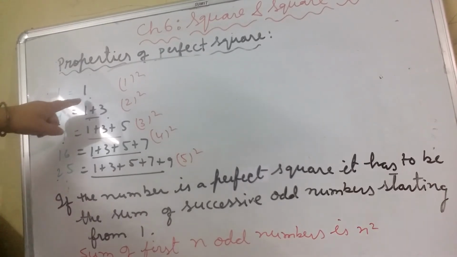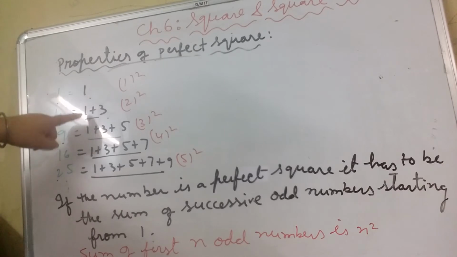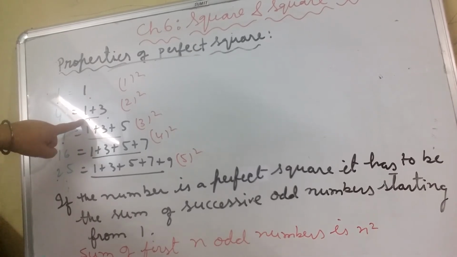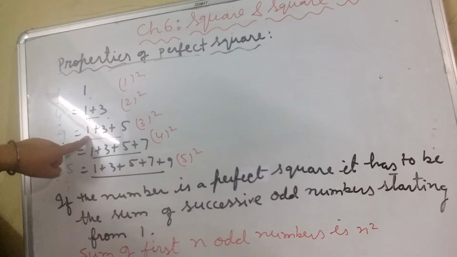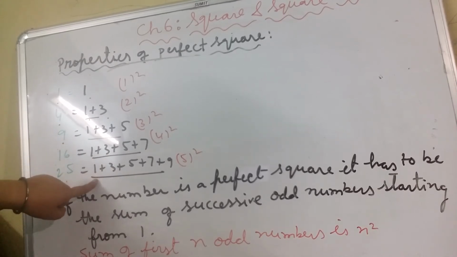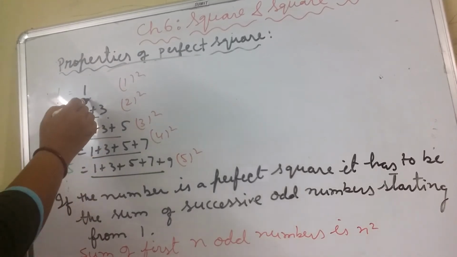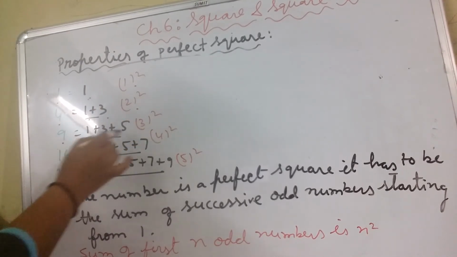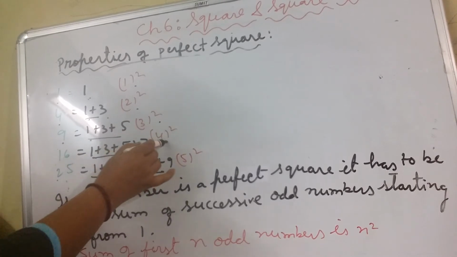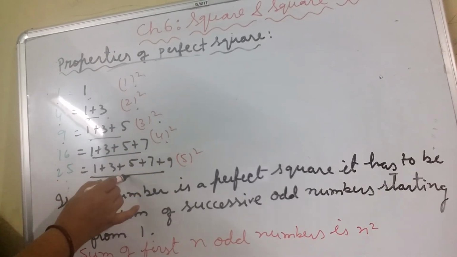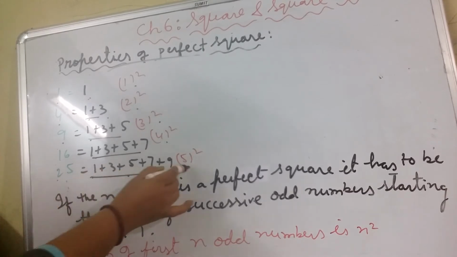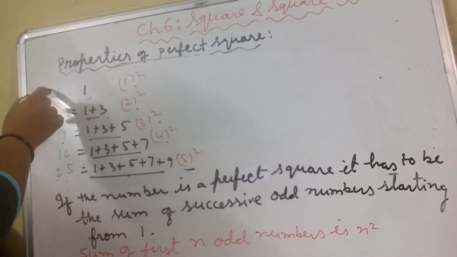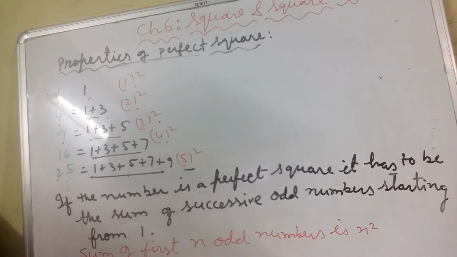That means here is one odd number, here two odd numbers, starting from 1. I have written all odd numbers starting from 1: 3 odd numbers, 4 odd numbers, 5 odd numbers. So here one odd number gives 1 square, 2 odd numbers give 2 square, 3 odd numbers give 3 square, 4 odd numbers give 4 square, and 5 consecutive odd numbers starting from 1 give 5 square. That's an interesting pattern you can see here.